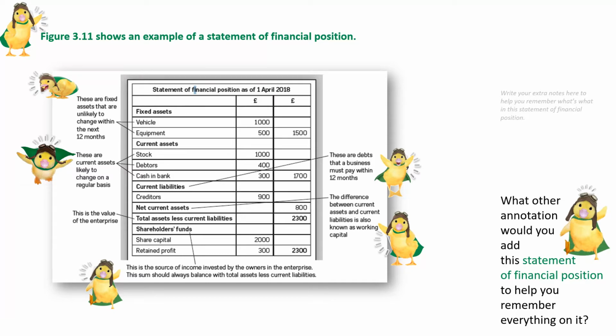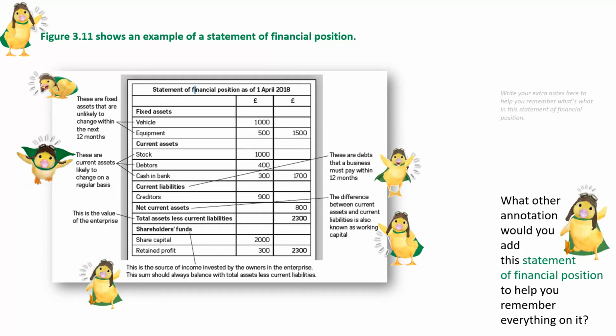assets minus current liabilities. So as Ming Ming says at the bottom, shareholders' funds is a source of income invested by the owners in the enterprise. The sum always balances with the total assets less current liabilities. You can't exactly take more retained profit than you actually have in your equity.